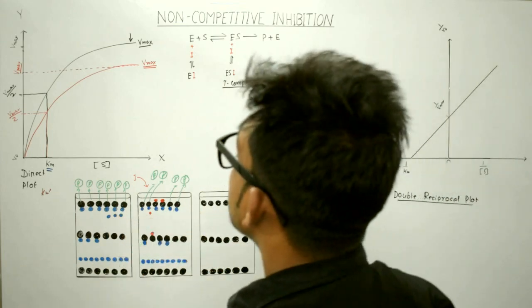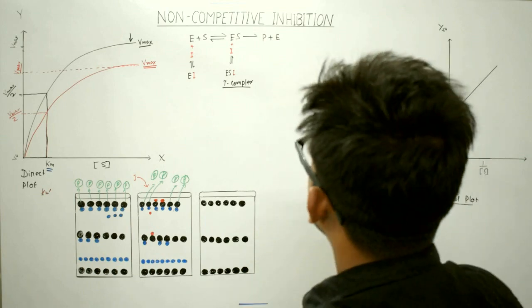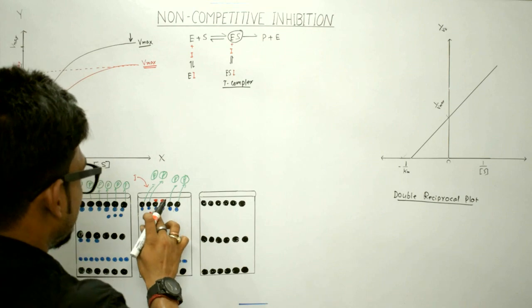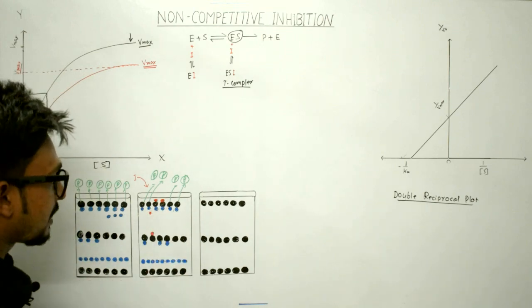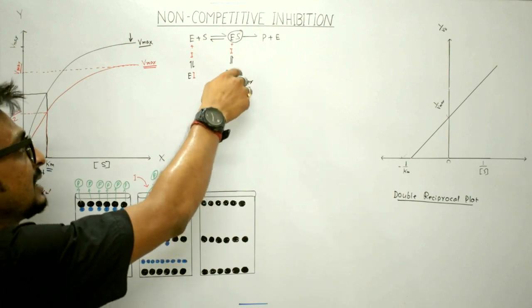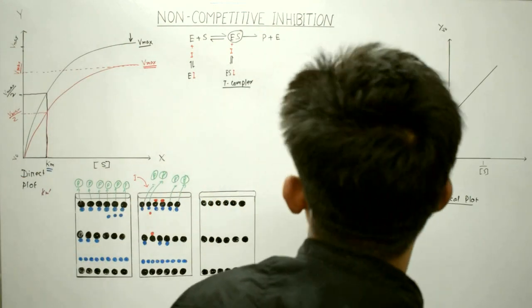Only the free enzyme substrate complex will give the product. So this one will give the product, and this inhibitor bound enzyme substrate complex is the ternary complex, from where we cannot get any product.